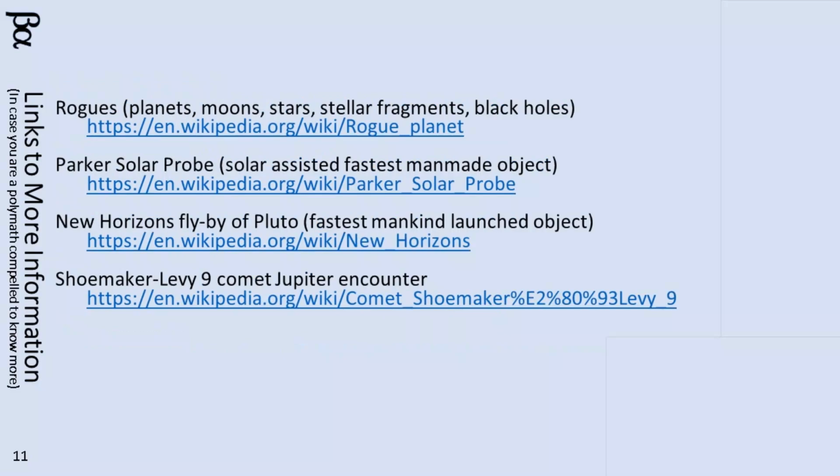And then if you're interested, what is that Parker Solar Probe of which he spoke? Oh, there you go. There's some information. And New Horizons? Is that a newer New Horizons? No, it's the one that's already gone past Pluto and headed out into the Kuiper Belt. And then if you've forgotten the Shoemaker-Levy 9 and how it impacted Jupiter, there's that.